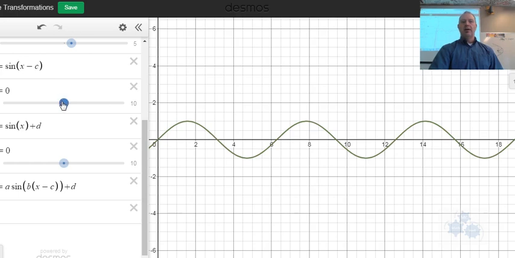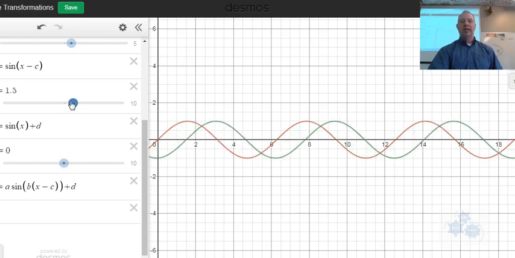What happens if I make C larger? Any ideas what's going to happen? Sorry? It's going to go that way. It's going to go that way? What do you mean? Like, okay, so when you say go, what do you mean by go? It's going to translate, it's going to move. Okay, let's see. So here's, whoops, that's D. Why am I doing that? That's the wrong one. 0, please. Thank you. Okay, C. Look at that.